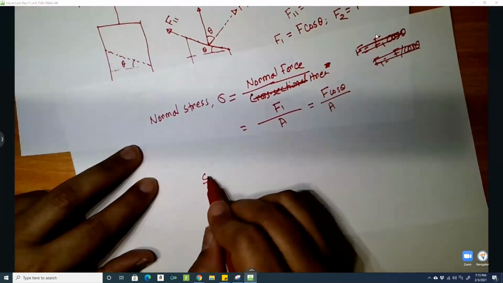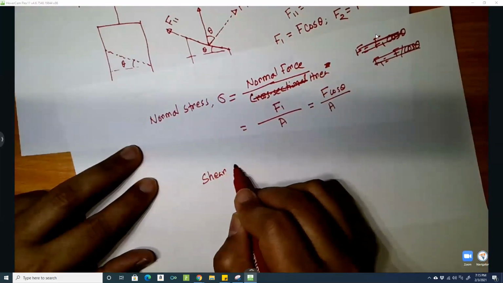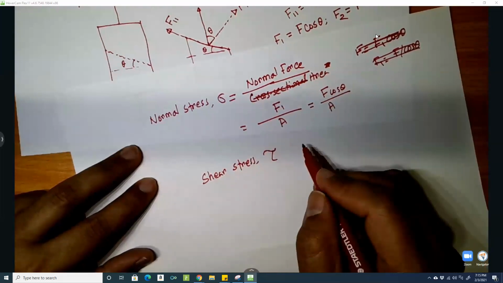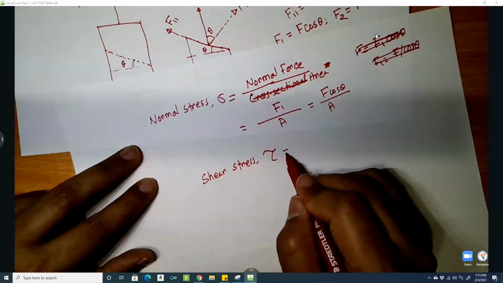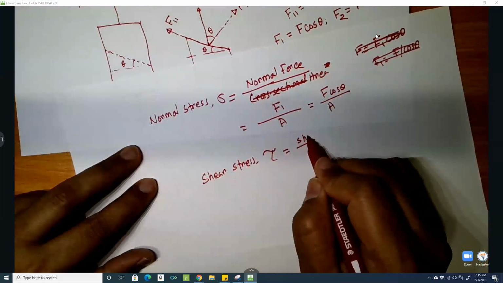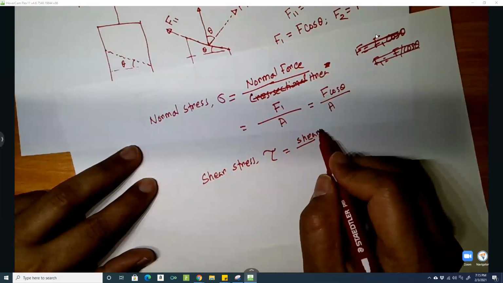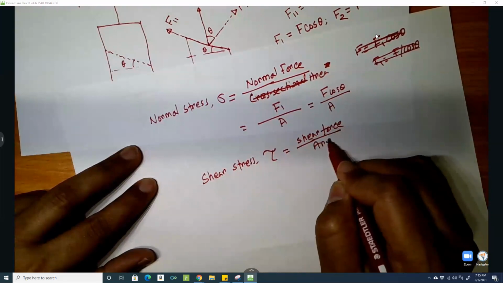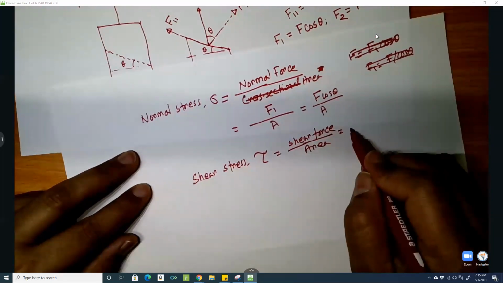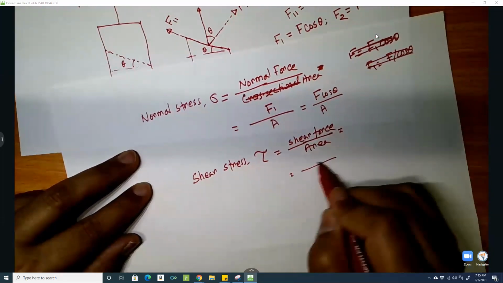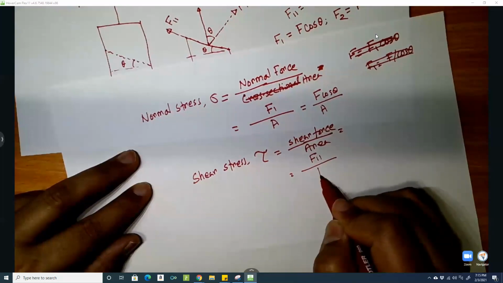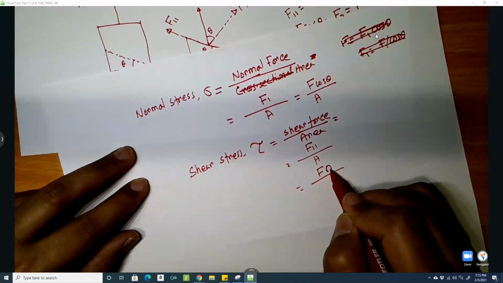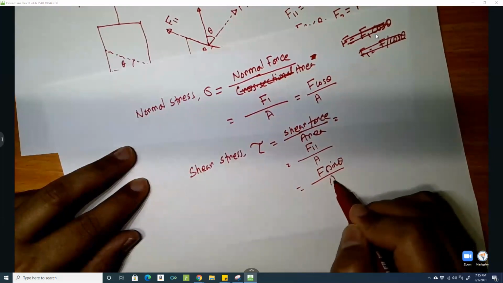The shear stress is defined by tau, shear force by area. The shear force is F2, and area we denote by A. So F2 is F sine theta by A.